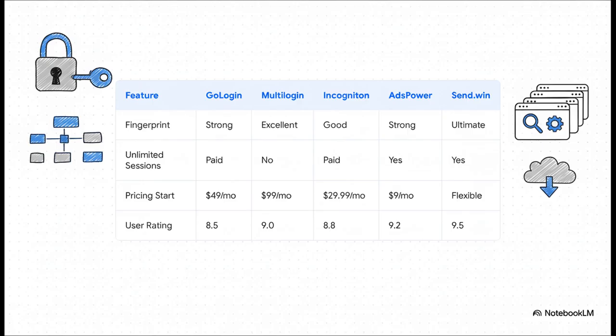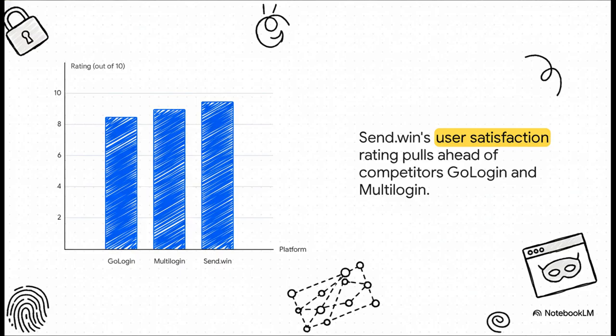But the number that really jumps out, the user rating. All the data shows Send.win on top with a 9.5 out of 10. That's huge! And if that table wasn't clear enough, this bar chart just seals the deal. Yeah, GoLogin and the super powerful Multilogin score pretty well, but Send.win's user satisfaction rating just pulls away from the pack. When you combine that insane privacy power with what actual users are saying, well, the winner becomes pretty obvious.